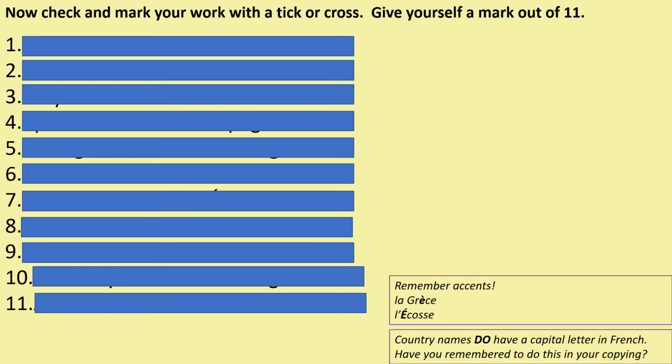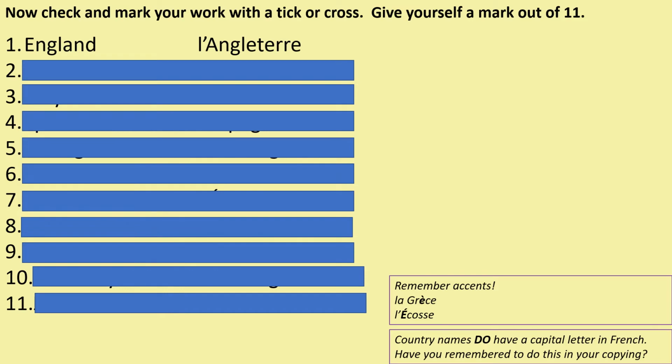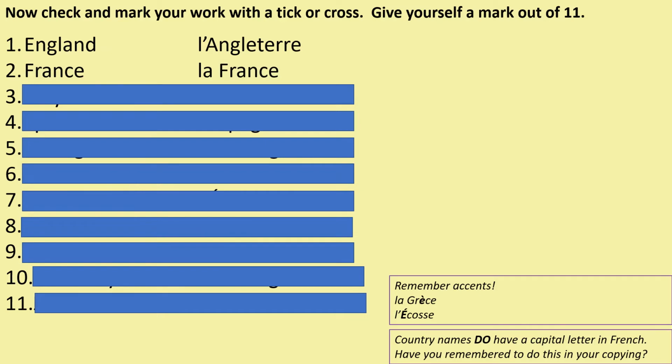So I want you to now mark your work with a tick or a cross, and at the end you're going to give yourself a mark out of 11 to see how many of the countries you could get right yourself. So number 1, England is l'Angleterre. You will have seen that before, I'm sure you remember that one. So number 1, England and l'Angleterre. Number 2, France, la France.